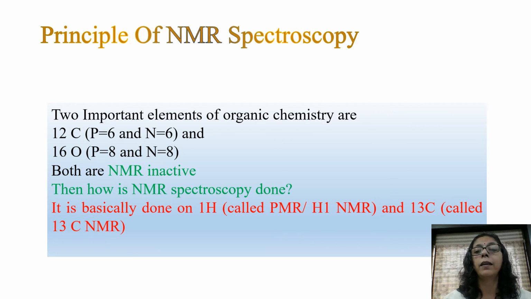अब हम आते हैं महत्वपूर्ण बिंदु पे. क्या कहते हैं? The two important elements of organic chemistry are 12C and 16O, जिनमें दोनों में नंबर ऑफ प्रोटॉन्स और न्यूट्रॉन्स इवन है. तो ये दोनों NMR इनएक्टिव हो गए. तो फिर स्पेक्ट्रोस्कोपी करते कैसे हैं? How this NMR spectroscopy is done?